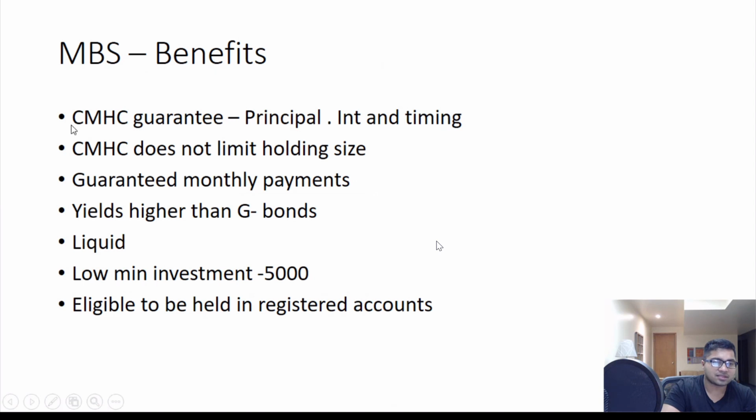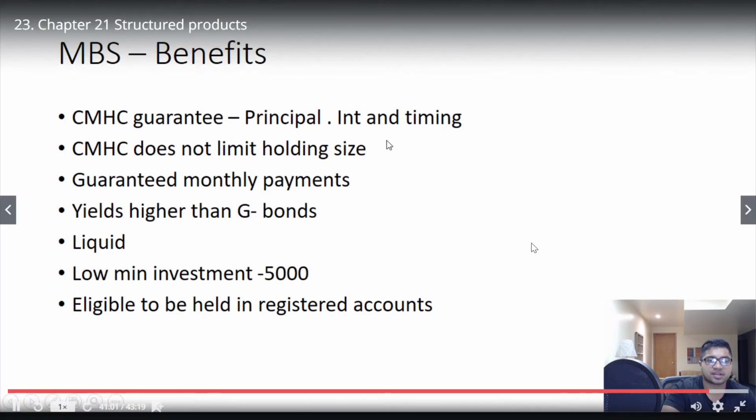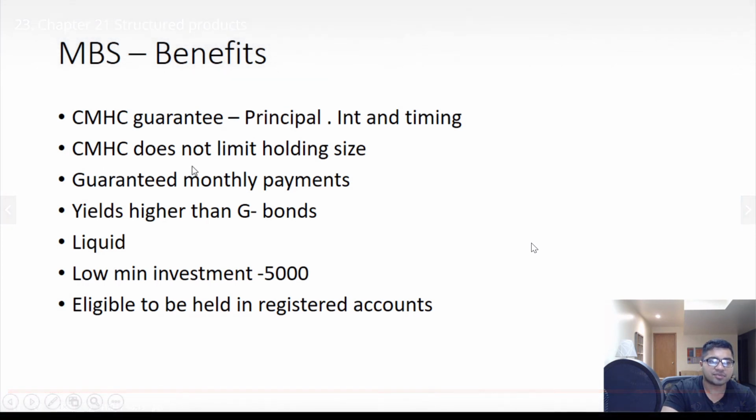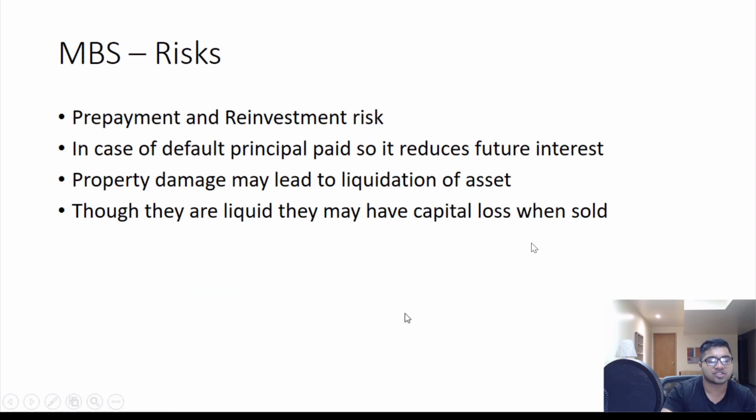Benefits of MBS: they have a CMHC guarantee, so principal, interest and timing is secured. CMHC does not limit holding size. So CMHC will insure a house that is worth 200 million. It will also insure a house that is $200,000. They have guaranteed monthly payments. Their yield is higher than government bonds, but the risk is similar to a treasury bill. So they have a yield premium. They are liquid because they are traded in the secondary market. They have a low minimum investment of $5,000 and they are eligible to be held in a registered account.